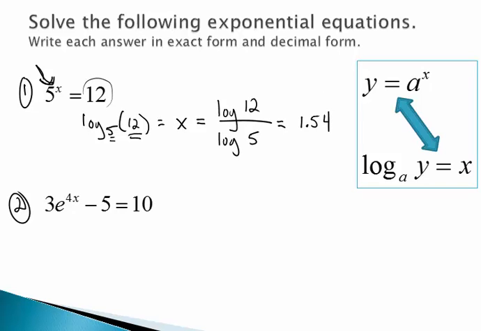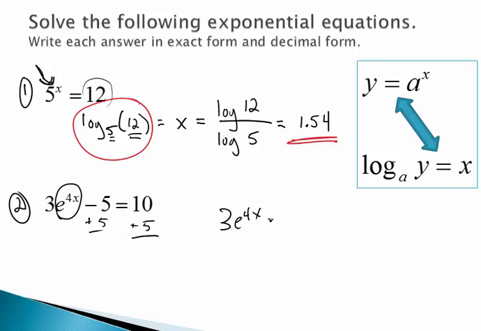Okay, approximate solution, exact solution. Be able to do both. All right, plus 5, plus 5. Remember, we have to isolate the exponential expression for number 2. I want that by itself. So 3e to the 4x equals 15. Then divide by 3. We're just doing basic algebra here. And finally, I've isolated my exponential expression: e to the 4x.